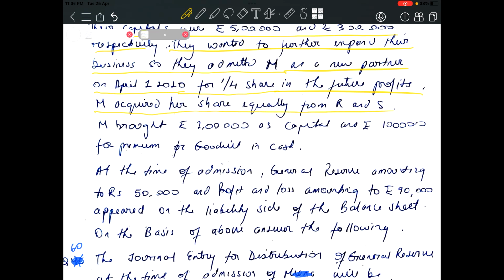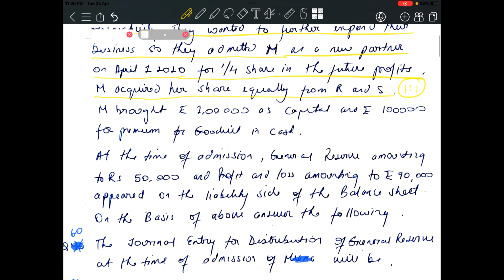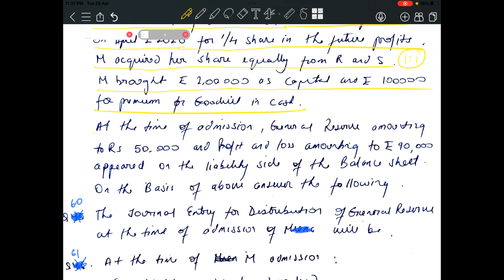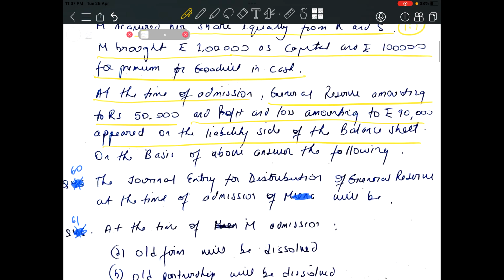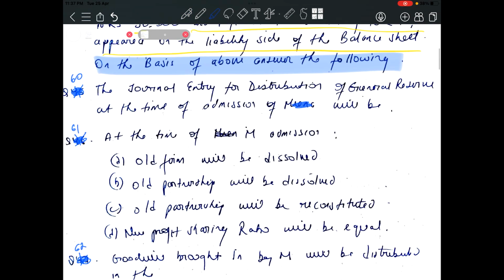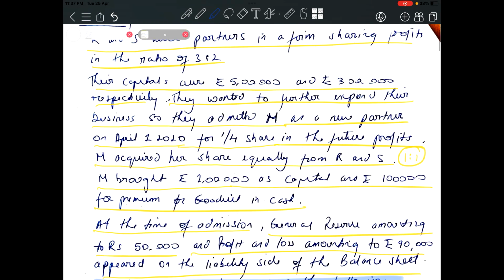Okay, so what will be the sacrificing ratio? 1:1. See, equally, so the sacrificing ratio will be 1:1. Okay, M brought rupees 2 lakh as capital and rupees 1 lakh as premium for goodwill in cash. At the time of admission, general reserve amounting to rupees 50,000 and profit and loss amounting to rupees 90,000 appeared on the liability side of the balance sheet. Okay, now on the basis of the above, answer the following. We have to answer some questions on the basis of this case study.